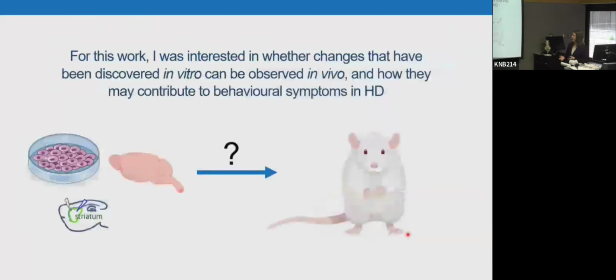So for this work, I was interested in whether changes that have been discovered in vitro can be observed in vivo and how they may contribute to the behavioral symptoms of HD. So lots of work, as I mentioned, has been done in vitro. But when we're isolating a cell in a dish or just a single brain slice, we don't really know what's happening in the entire network of the brain. We also don't know how this correlates with the actual behaviors of the animals.